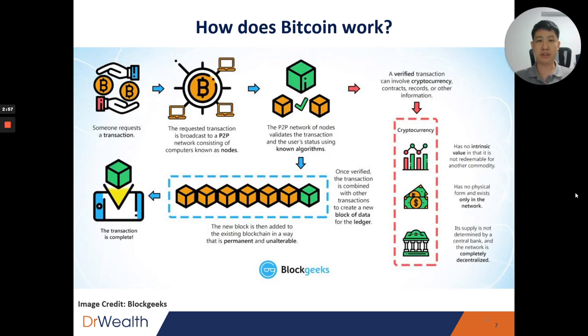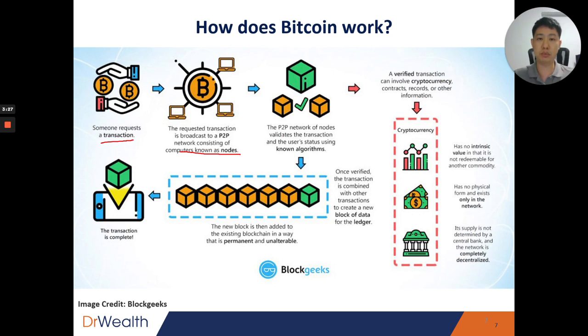But Bitcoin doesn't need to go through any financial institutions. Bitcoin is a purely peer-to-peer network. So how does that work? Let's say Alice wants to transfer some money to Bob, and Alice makes a request of a transaction here. That request is broadcast to the P2P network, which consists of computers known as nodes. We'll talk more about the nodes in the later part, alright?